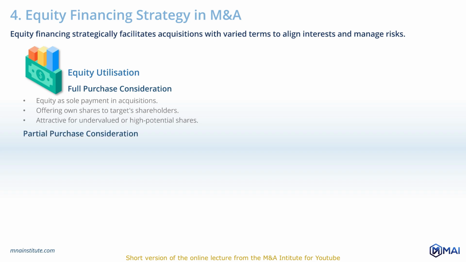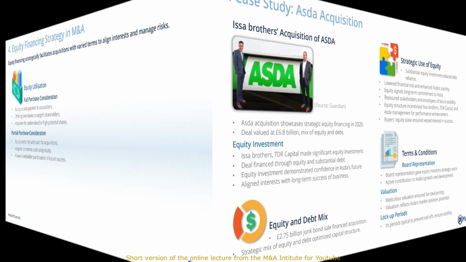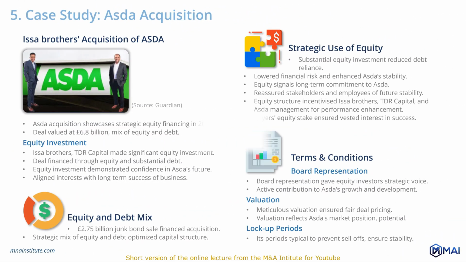Partial purchase consideration. Equity can also be combined with cash or other forms of payment to finance an acquisition. This allows the acquirer to conserve cash while still providing the target shareholders with an opportunity to participate in the combined entity's future success.